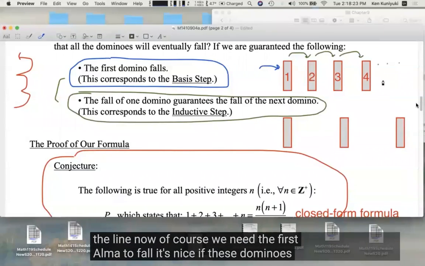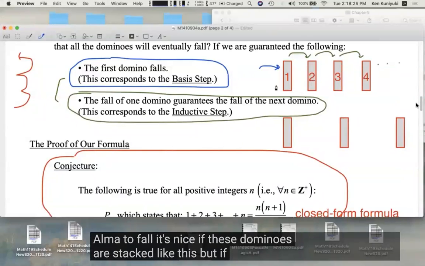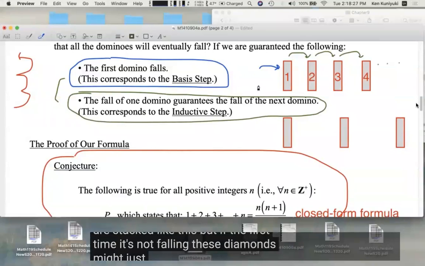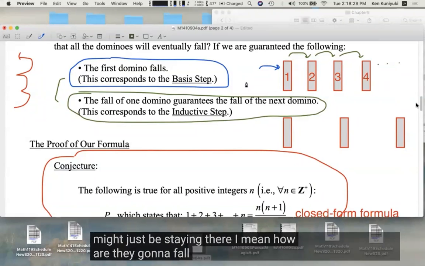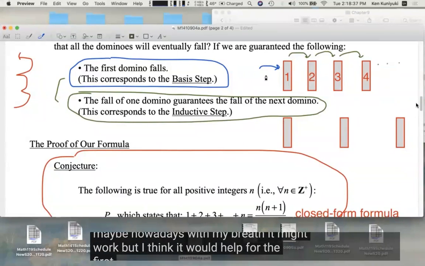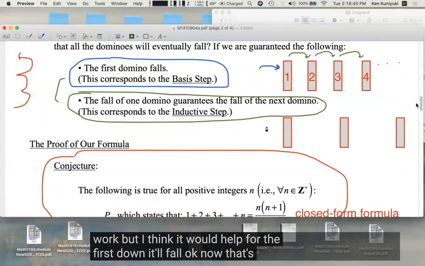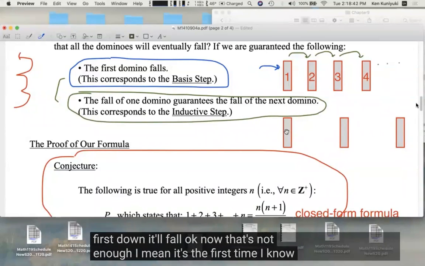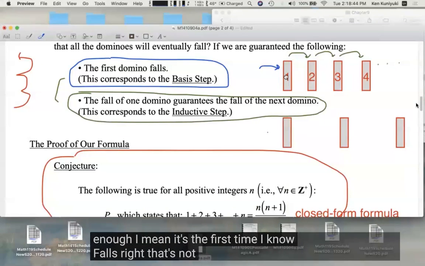It's nice if these dominoes are stacked like this, but if the first domino is not falling, these dominoes might just be staying there. I mean, how are they going to fall? Am I going to yell at the dominoes, fall? Well, I don't know, maybe nowadays with my breath it might work, but I think it would help for the first domino to fall, okay? Now, that's not enough. If the first domino falls, that's not enough.